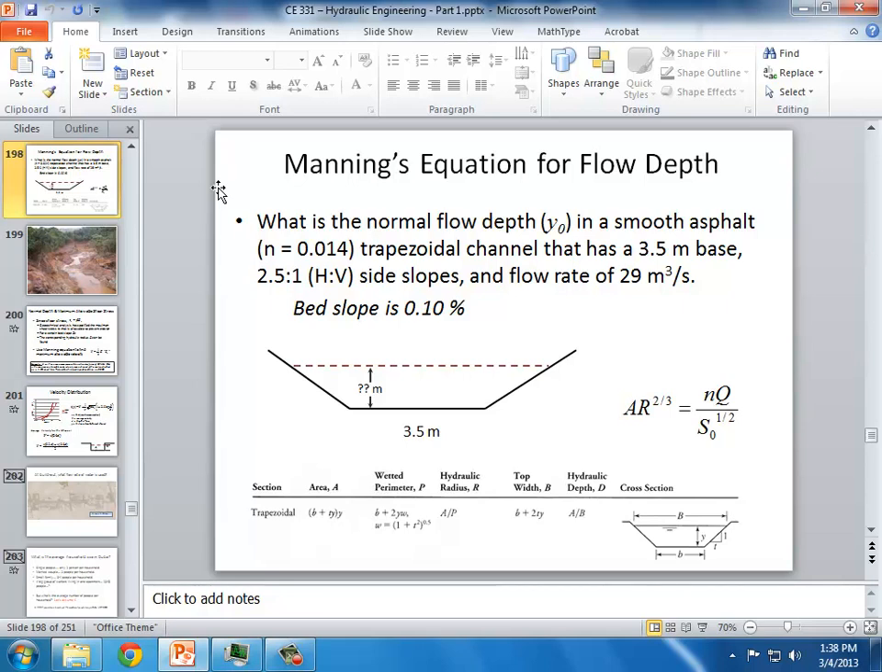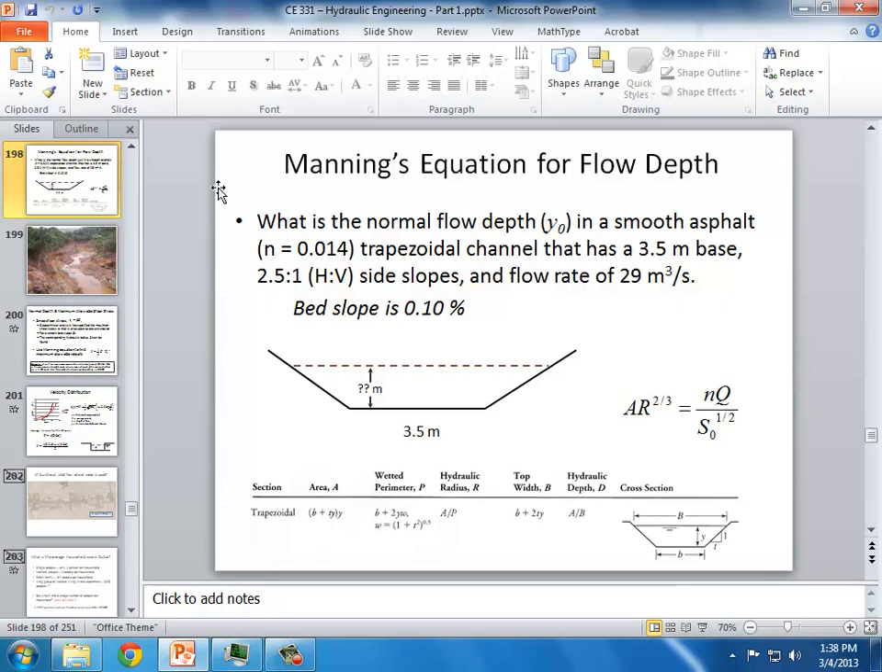Okay, and now the nice thing about this is that we can put in any number we want for any of these variables, and it'll solve for the one that hasn't been entered. In this example that we've just worked, we have an n value of 0.014, right? Is that the conditions here?